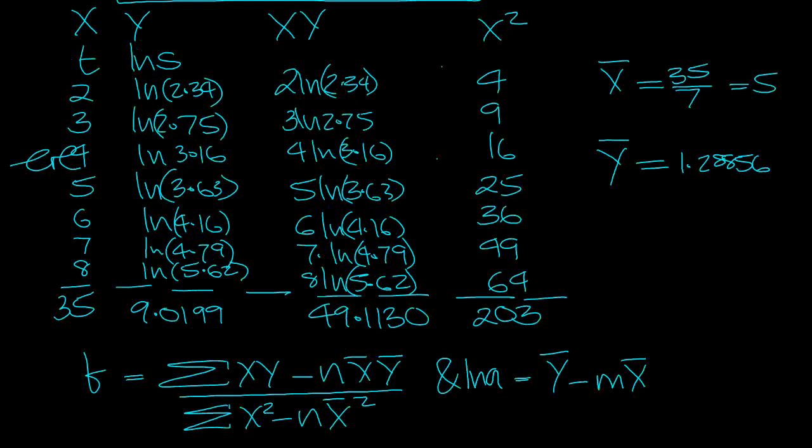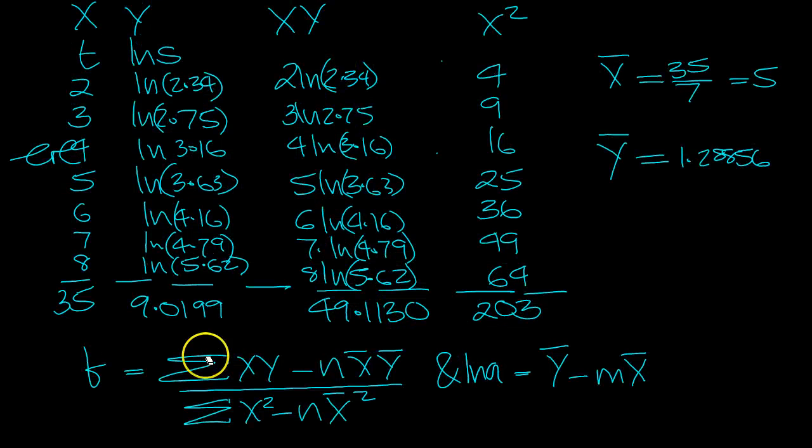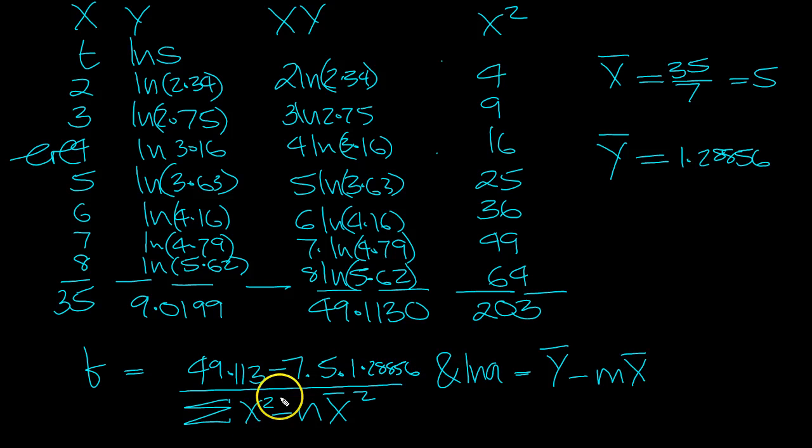Summation of x, y's then, put the numbers in. 49.13113 minus n was 7, x bar, y bar, so that's times 5 times this number here, 1.28856, over the summation of the x squared, 203, minus 7 times x bar squared, 5 squared.